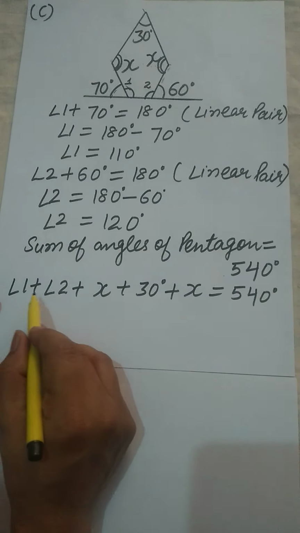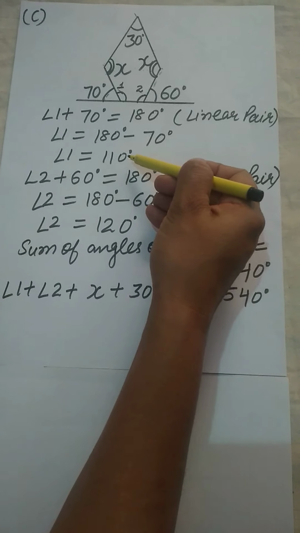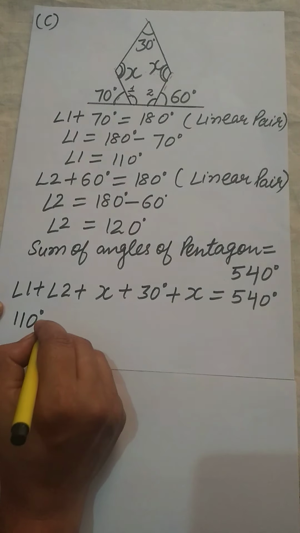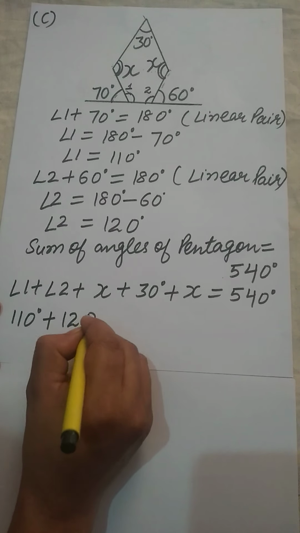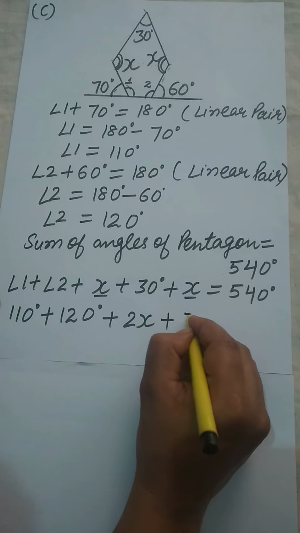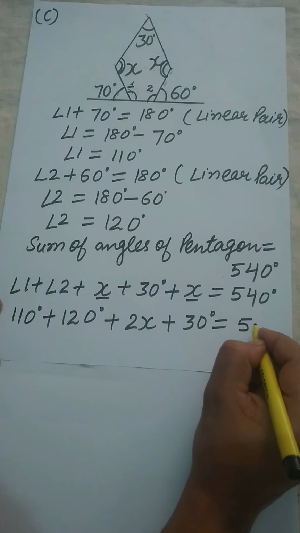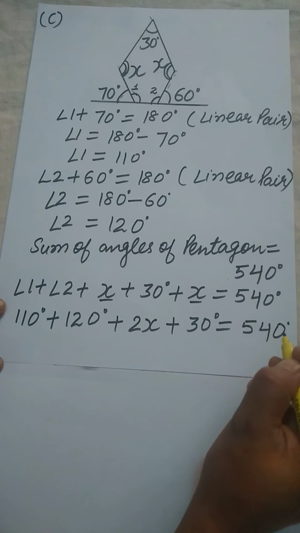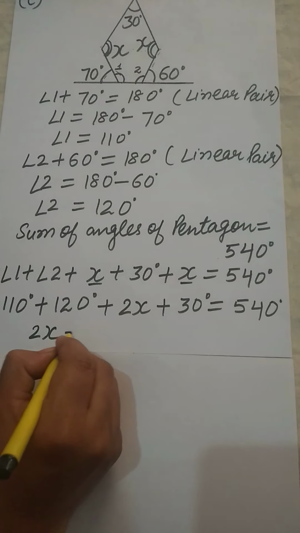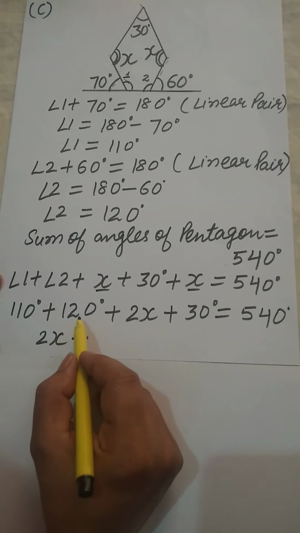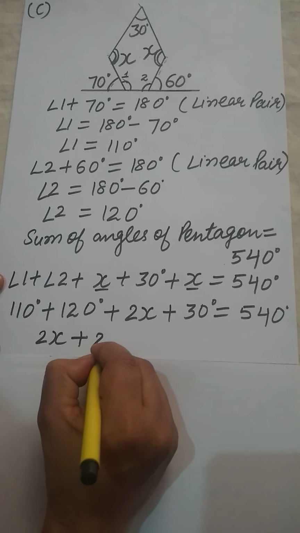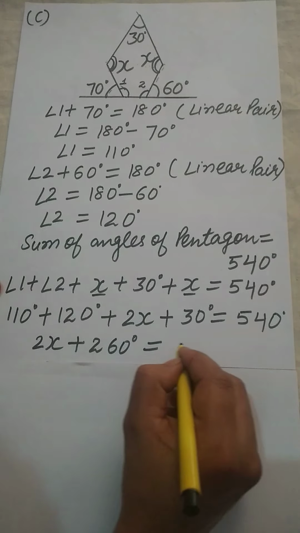Substitute the value of angle 1 and 2 from above, which we have calculated. Angle 1 is 110, angle 2 is 120 degree. x plus x is 2x, plus 30 degree is equal to 540 degree. So it's 2x plus 110 plus 120 plus 30 degree, which is 260 degree, equal to 540 degree.